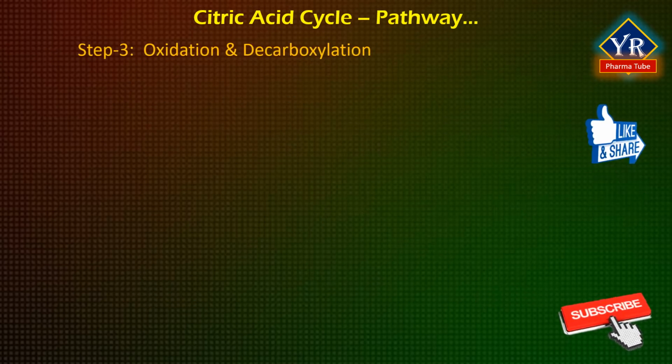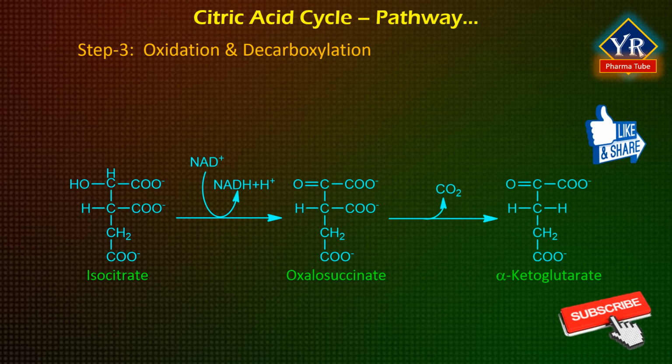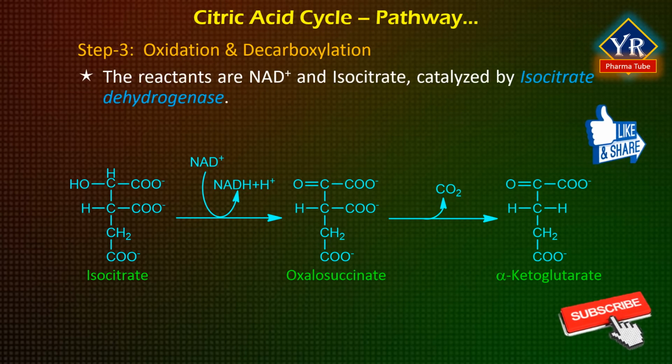The third step involves oxidation and decarboxylation reactions. This is the first of 4 oxidation reduction reactions in the citric acid cycle. The reactants are a NAD+ molecule and isocitrate. The reaction, which is catalyzed by the enzyme isocitrate dehydrogenase, is complex.